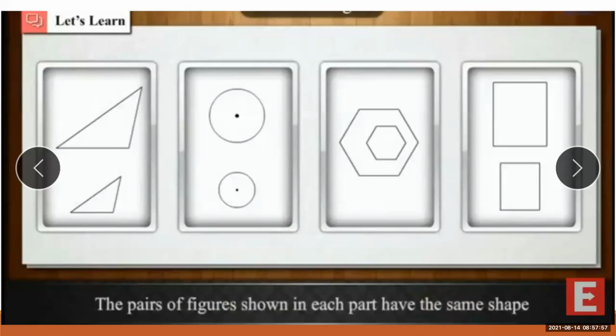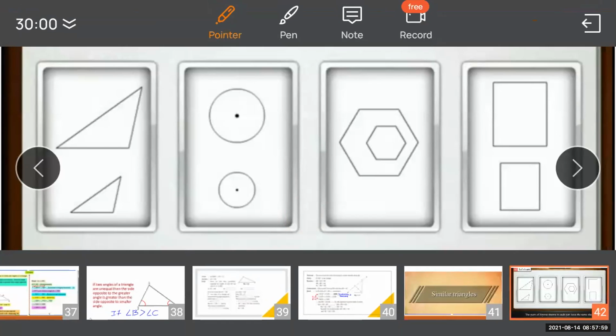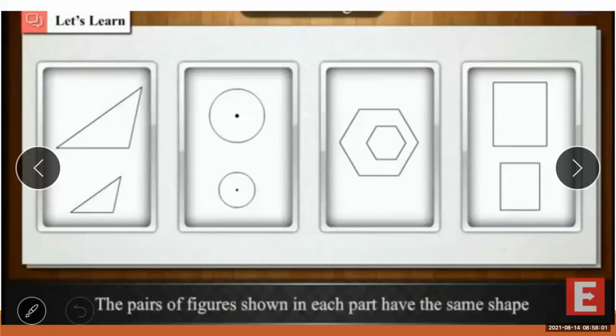Okay, so how will you show the similarity? Like this, the symbol like this. That means the first triangle is similar to the second one. The two circles are similar to each other. The two hexagons are similar to each other. And the rectangles are similar to each other. This is the symbol of similarity.